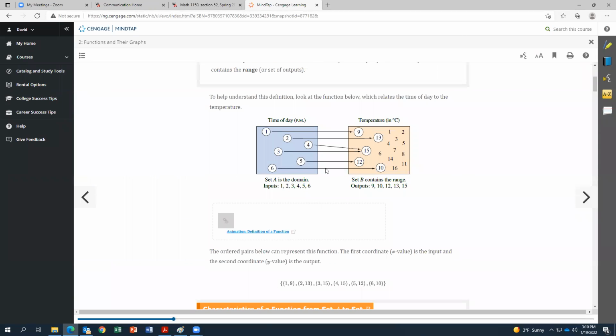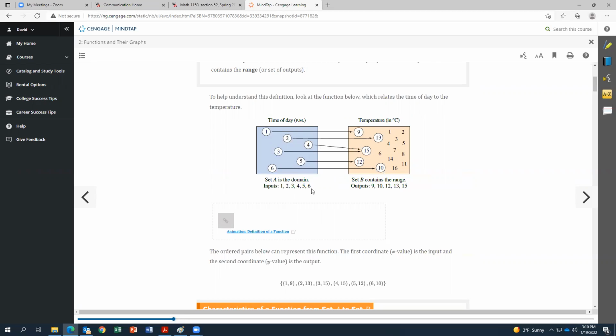So this is considered a function in this case. What that means is every x has one y. This has only one y. This has only one y. This also has only one y. Although these two share the same y, it's fine as long as this one has exactly one. This is what we call a function.